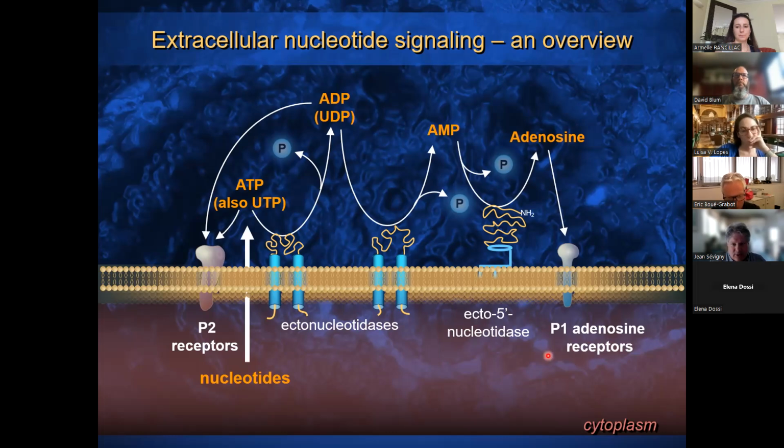So what we're interested in in the lab is mostly these enzymes together with the P2 receptors. But as this all goes together, of course, we have to work on 5' nucleotidase and adenosine receptors as well. So we have a focus on NTPDases, as I mentioned earlier. And we have a focus on the role of these enzymes in inflammation, inflammatory bowel disease, and on smooth muscle cell contraction. These are the most dominant functions we are studying in the lab.